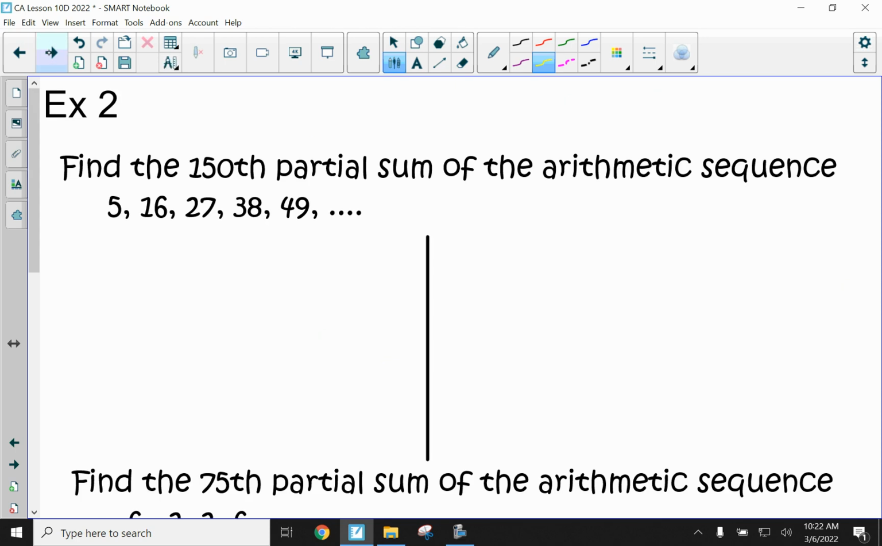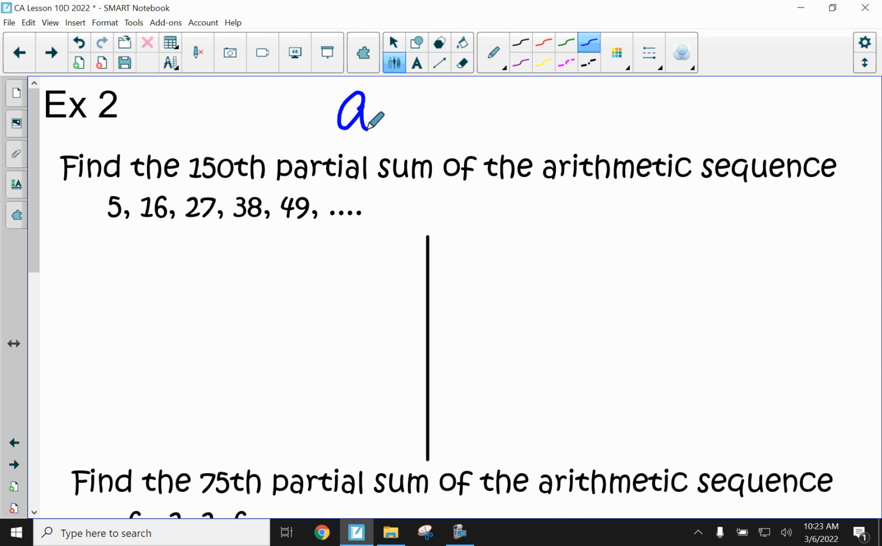Okay, next part. You can see that I divided each question into 2 parts. They want us to find the 150th sum, which means they want us to add the first 150 terms, but the issue is they didn't go all the way to 150. They only went 5 terms. So the first thing we have to do is figure out what the 150th term is. That's going to require the formula that we learned in the previous lesson.